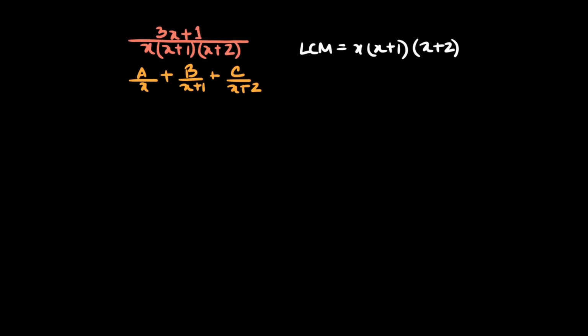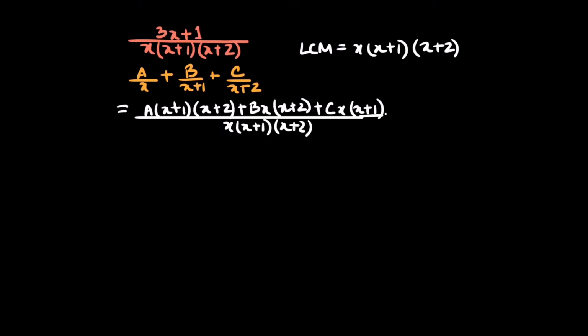Anyways, now the first thing we notice is that all our factors are linear factors, which means our answer will look something like this: a by x plus b by x plus 1 plus c by x plus 2, where a, b, and c are constants. Now our LCM this time is x into x plus 1 into x plus 2.